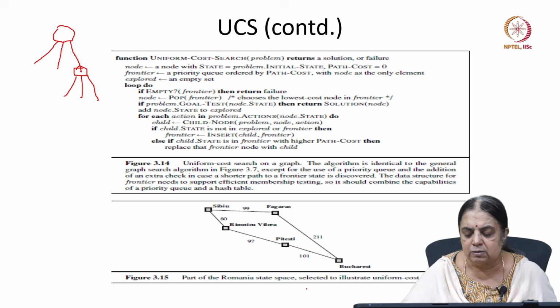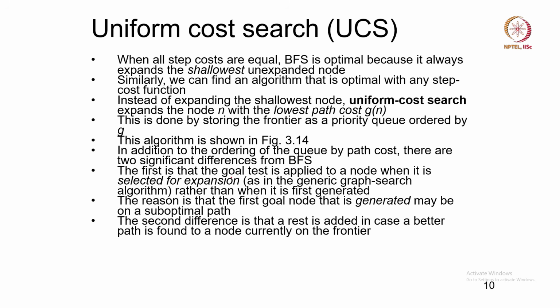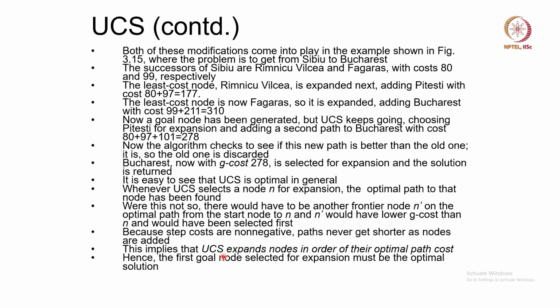What happens here is that the goal test is applied to a node when it is selected for expansion, rather than when it is first generated. The reason is that you could find another node which has a lower path cost than what you are working on. So that is the reason why this is done.